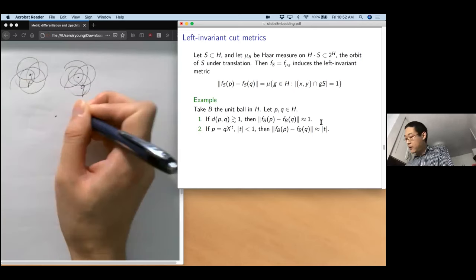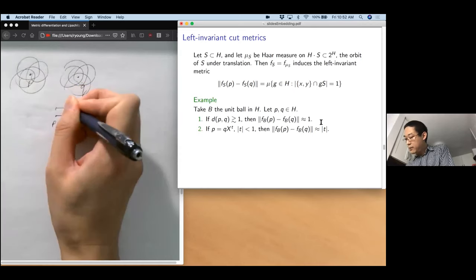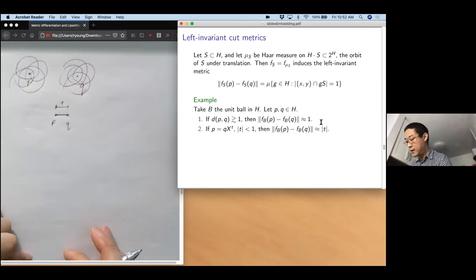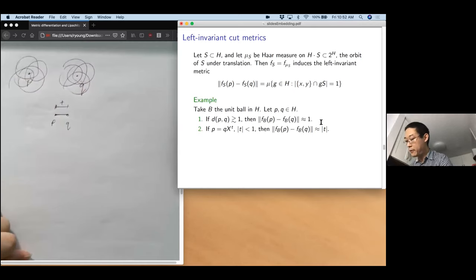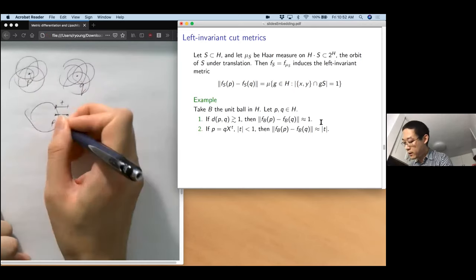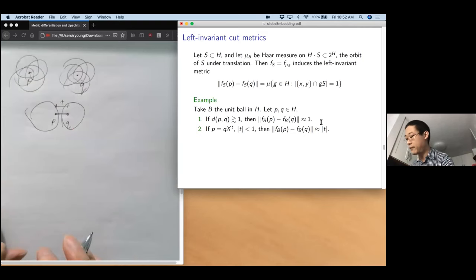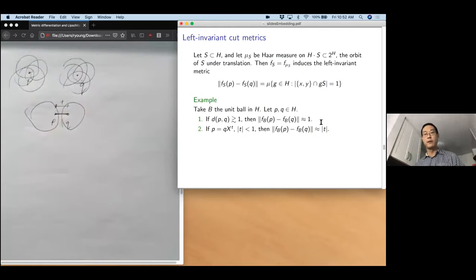So for example, if P and Q are close together like this, say they're distance T apart, and let's take T to be horizontal here. So P and Q are connected by a horizontal line of length T. Then the distance between F of P and F of Q is, again, the measure of the collection of balls that contain P or Q, but not both. Those are going to be balls that all intersect this line segment of length T, and you can check that there are about T many of those balls. So the distance between F of P and F of Q is going to be on the order of T. And that's good in this case because the distance between P and Q is on the order of T. So this is roughly preserving this horizontal distance.